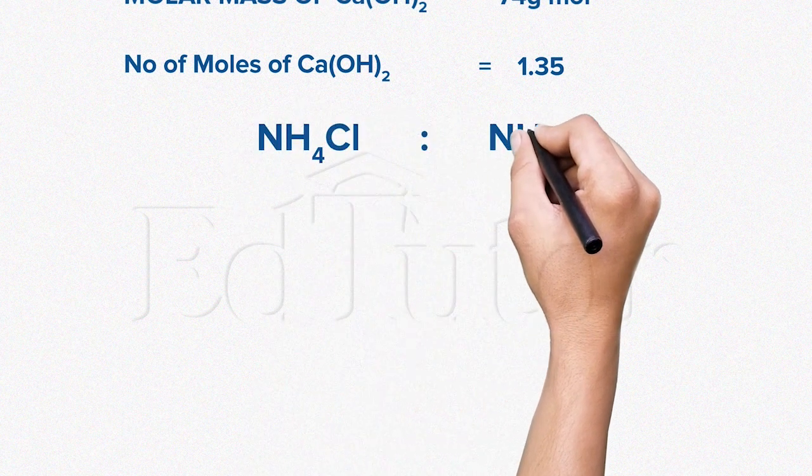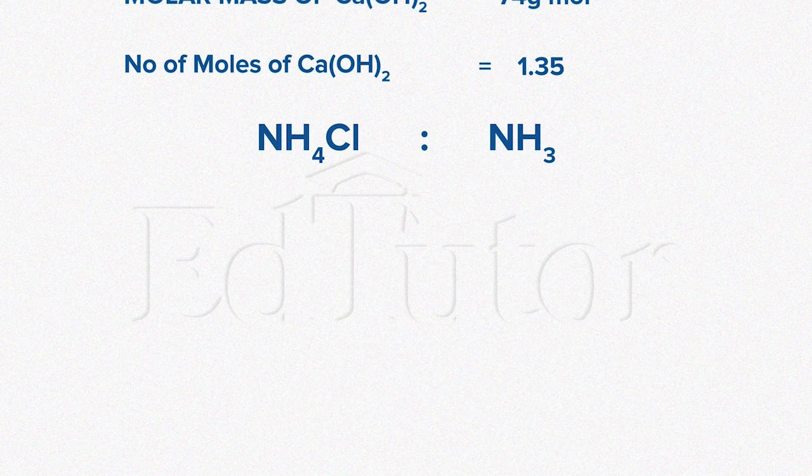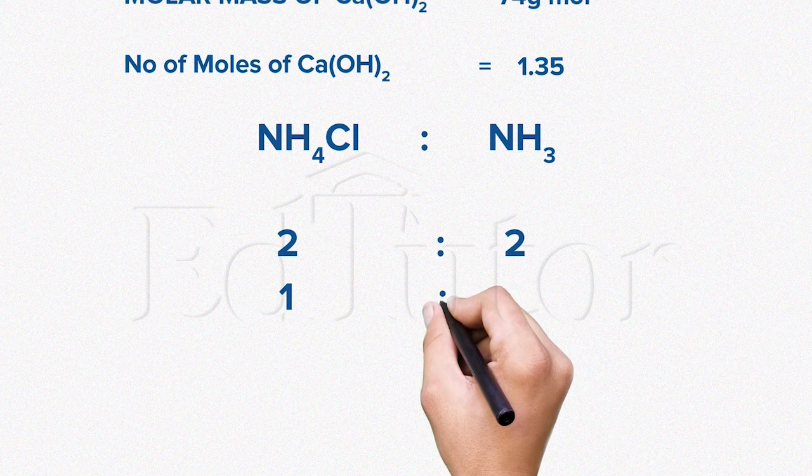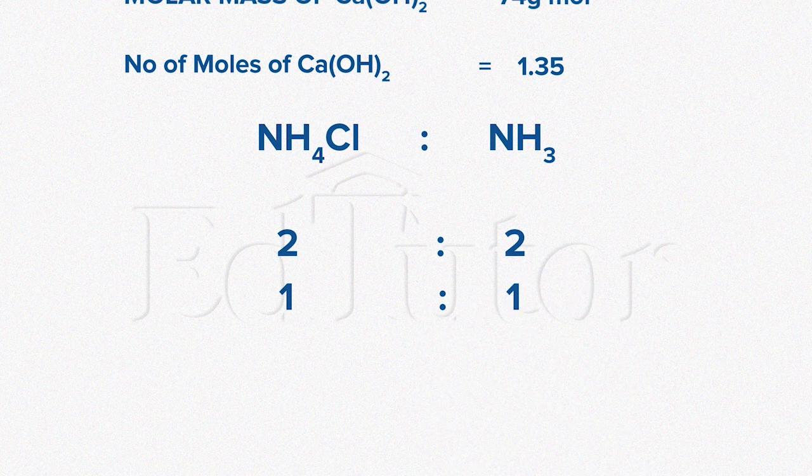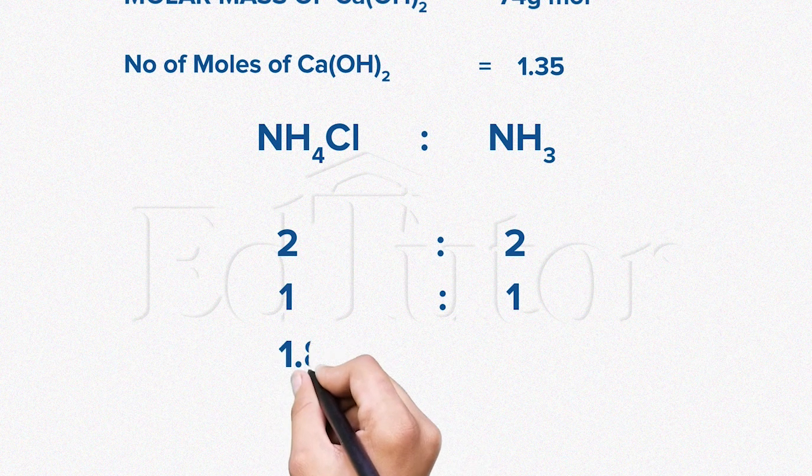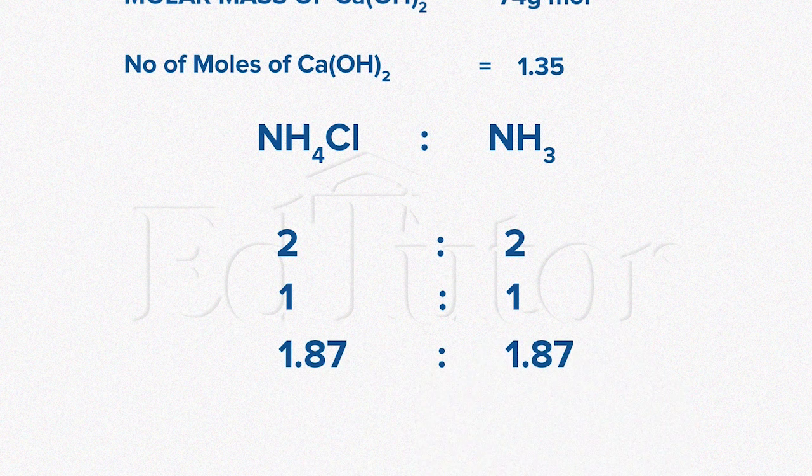Now, once we have this number of moles, what we are going to do is compare these numbers of moles of the reactants with the product, which is ammonia gas in this case. So, let's start with ammonium chloride. We will write it as a ratio. Ammonium chloride is to ammonia. According to the equation that we have written, 2 moles of ammonium chloride produce 2 moles of ammonia gas. So, 1 mole of ammonium chloride would produce 1 mole of ammonia gas. Identically, 1.87 moles of ammonium chloride would produce 1.87 moles of ammonia gas.